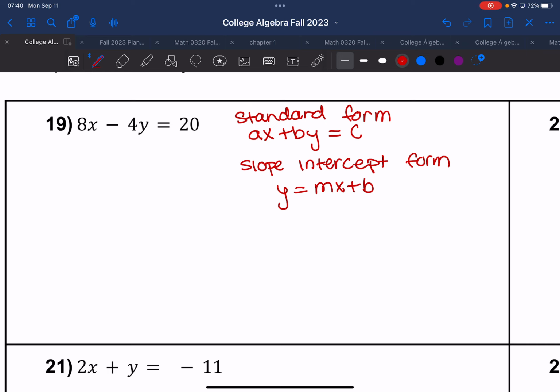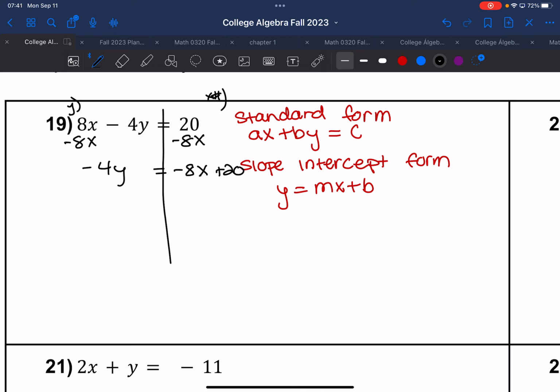So we're going to treat this like a multi-step equation. We only want the y's on this side and then everything else on this side, x's and numbers, okay? So if we only want the y's on the left side, what are we going to do with that ax? Subtract it over. Is it going to combine with the 20? No, we're just going to have negative 4y is equal to negative 8x plus 20. We always write the x's first before our constant number.